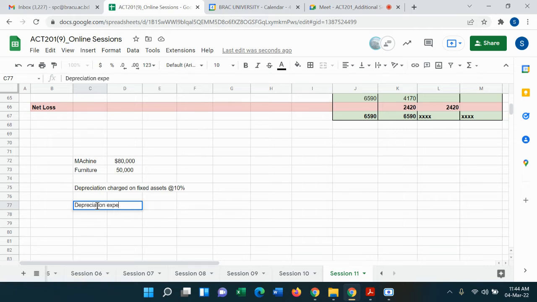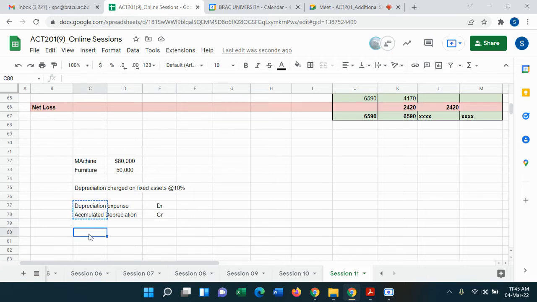Depreciation journal is always the same. Depreciation expense debit, accumulated depreciation credit. Now the question is, should we write all the amounts together or separately? What do you think? No, we have to record depreciation for each particular asset separately.